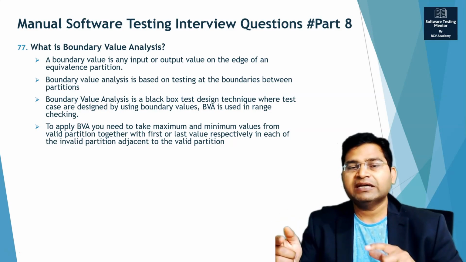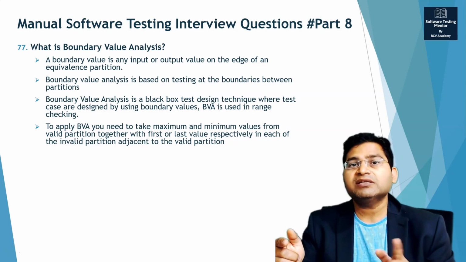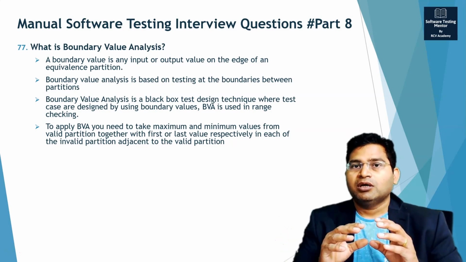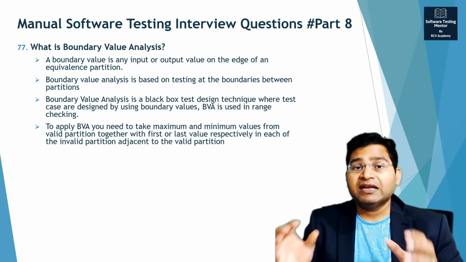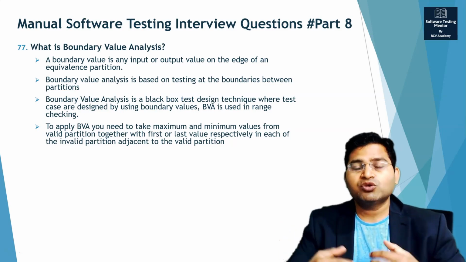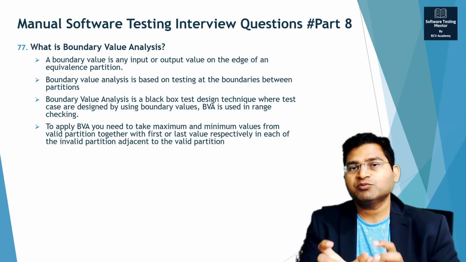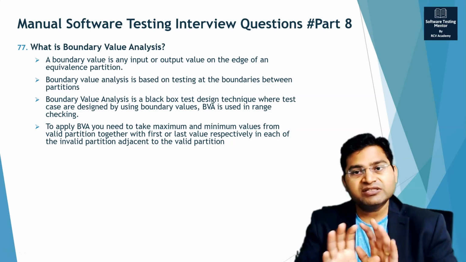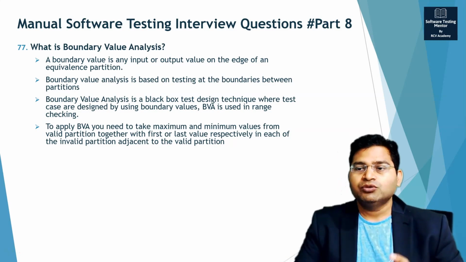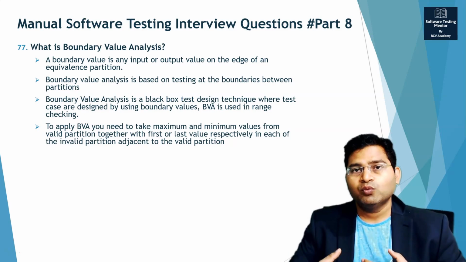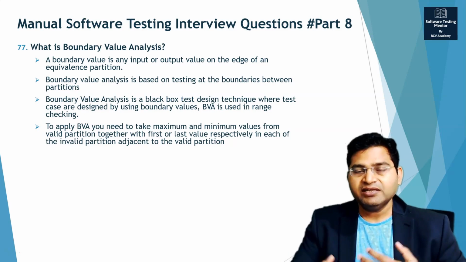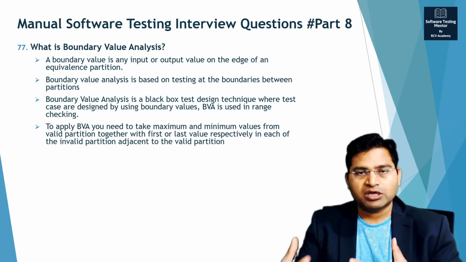Upper invalid boundary. And then the lower invalid boundary is 0, which is less than 1. So 0, 1, 10 and 11 make the conditions to test this particular text box, which accepts only 1 to 10 numbers. This is just a very simple example. You can correlate the same thing with real testing and real applications whenever you come across them, right?